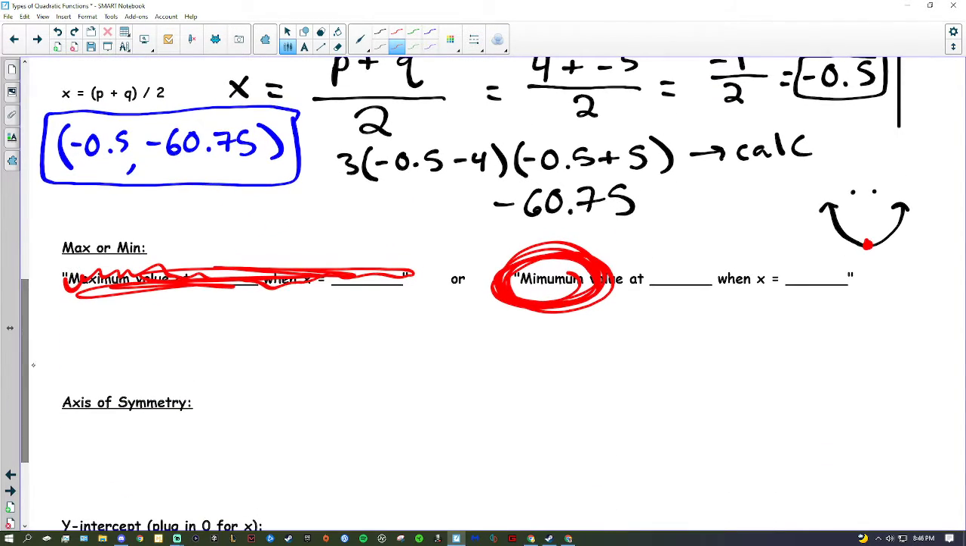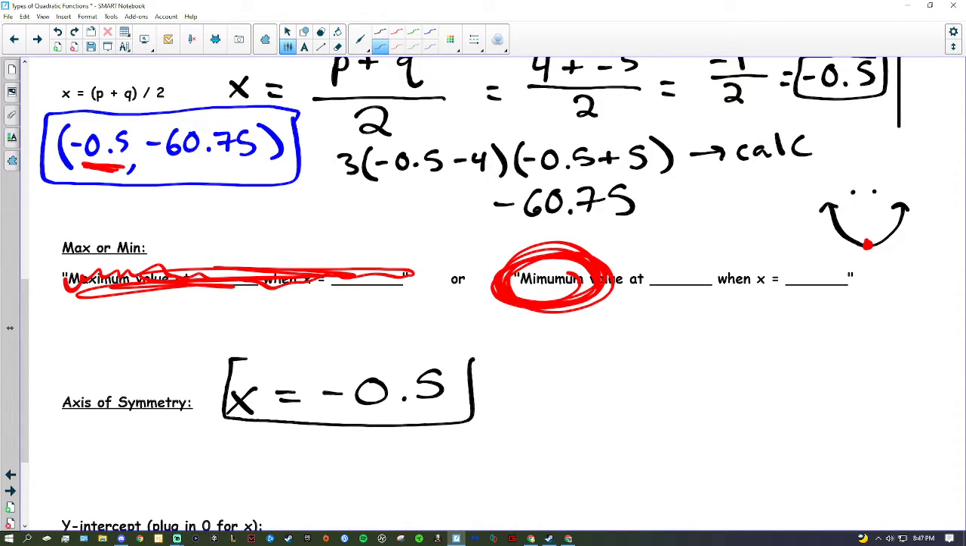All right, let's keep on going. Axis of symmetry. Easy peasy. Our axis of symmetry is at our x value. It is x equals negative 0.5. Just like before, it's always that x value. That x value is our axis of symmetry. That reflection line goes right through that x value.